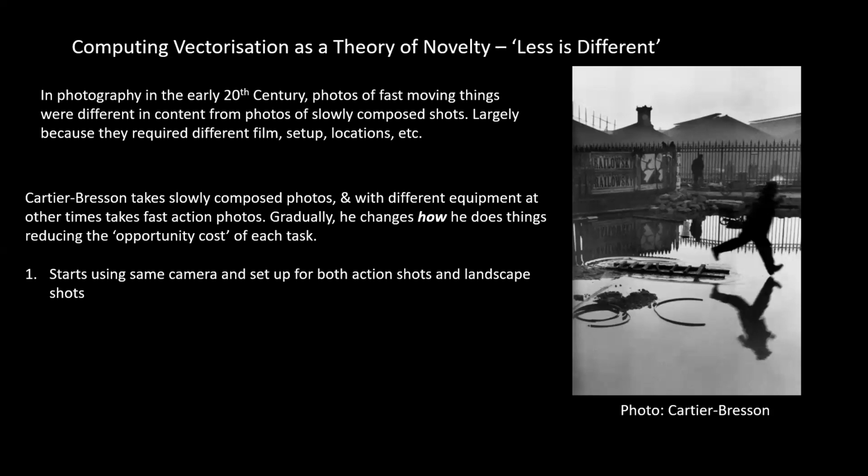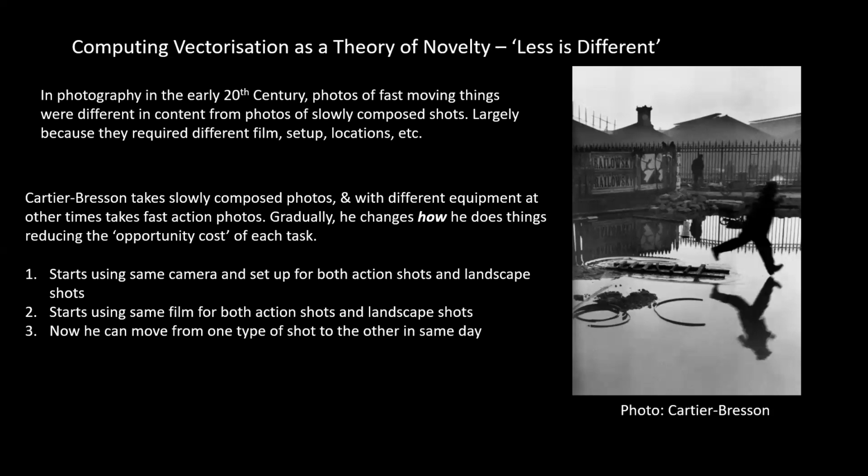So we can think of a process by which the technology is gradually changing and making it easier to avoid having to switch your technology from one thing to another for the different kinds of composition. And you can think that Cartier-Bresson starts being able to use the same film for both action shots and landscape shots. So he's using a faster film, and it's not too grainy to take landscape shots, even though it's a fast film. Then we can think that the innovation continues in the industry, and so he's able to use the same lens for different types of shots, without changing the lens. And then when he starts thinking about where he's going to take some photos today, he can start picking places which offer the chance for both kinds of shot.